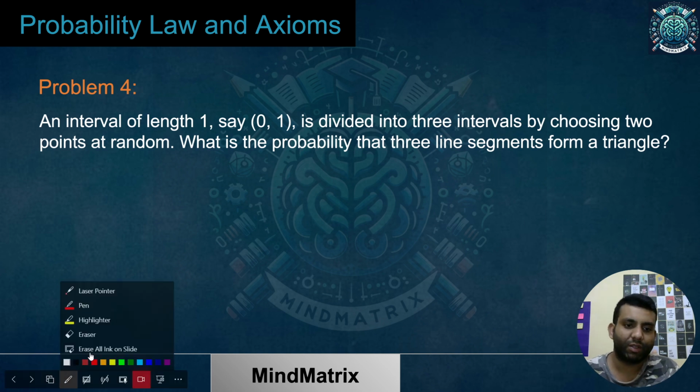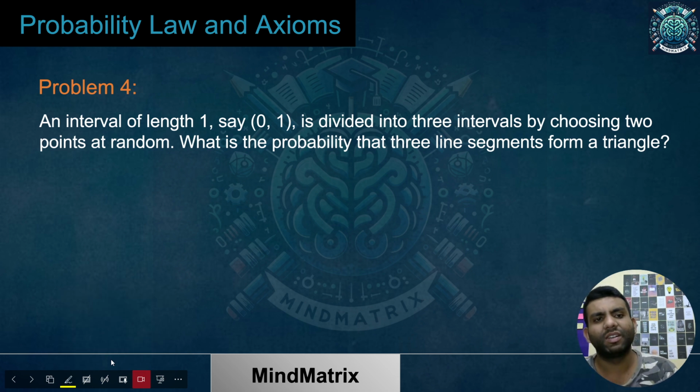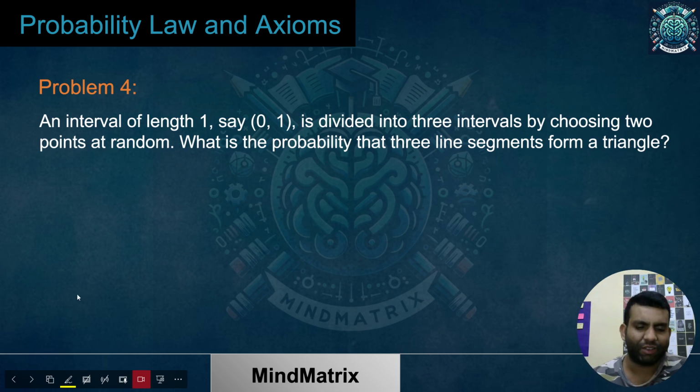Okay, so let's start with this question. The question is, an interval of length 1, say [0, 1], is divided into 3 intervals by choosing 2 points at random. So this is basic stuff over here.